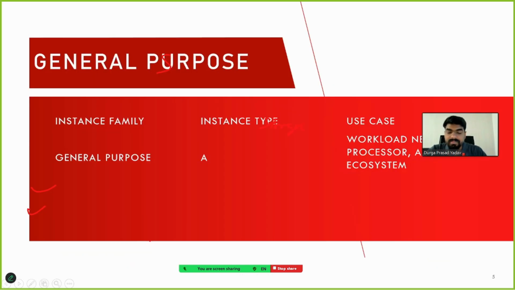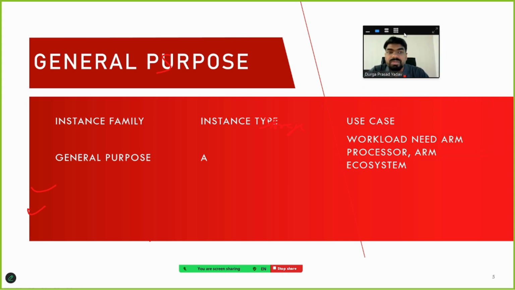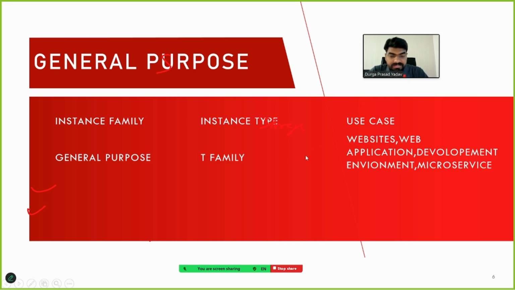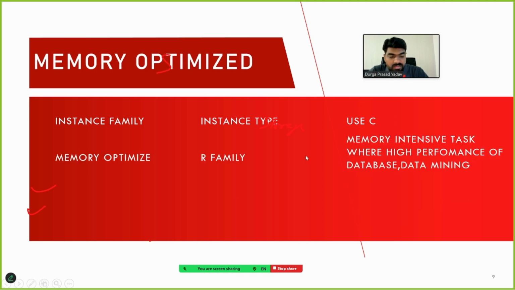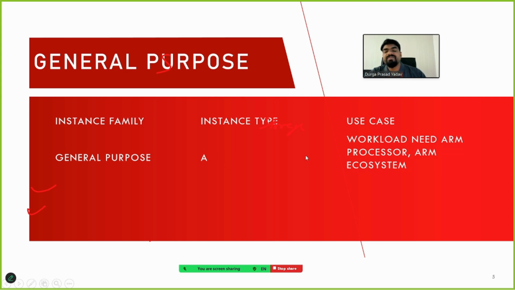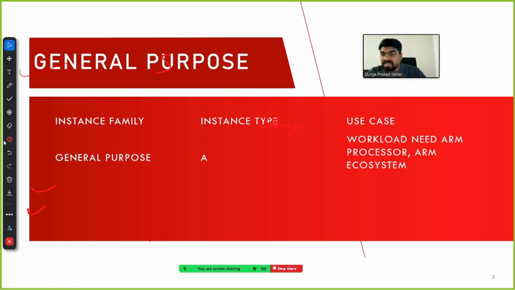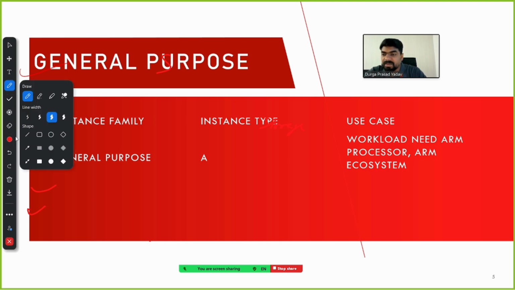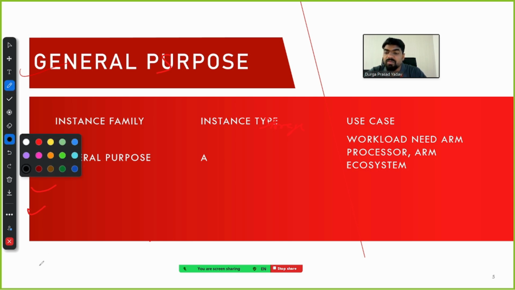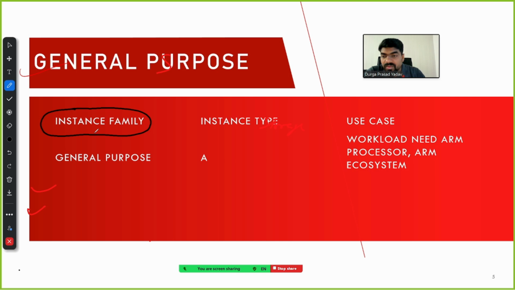Next, now we will be discussing one by one. The first type of instance is the general purpose instance type. In general purpose, for general workloads we are using it, and the name of the instance family will be general purpose, and the instance type will be A.